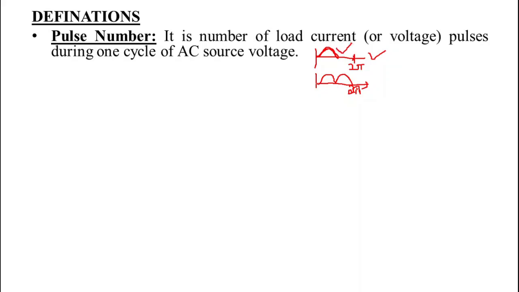Now this is the waveform of output of a full wave rectifier. So in this we are getting two pulses of output voltage from 0 to 2 pi. That's why it is a two pulse converter. In this way we can classify rectifiers as 1 pulse, 2 pulse, 3 pulse, 6 pulse converters.